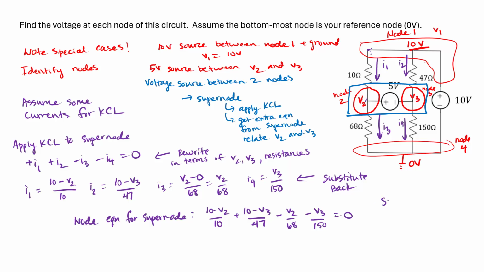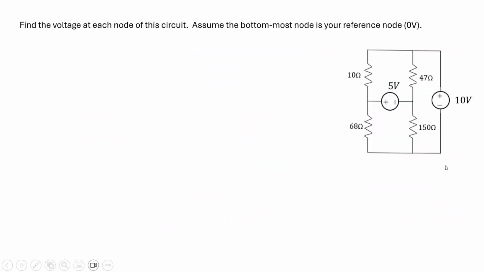But notice we still need one more equation relating V2 and V3. But you'll remember there is one more equation that we can get. The thing to remember is that the supernode itself gives us a second equation.